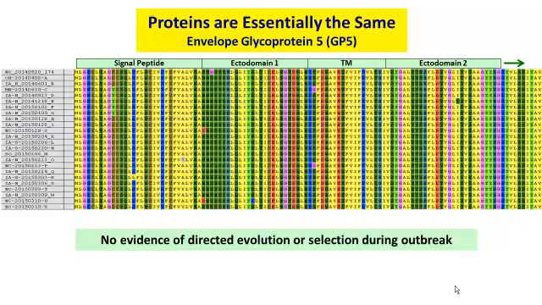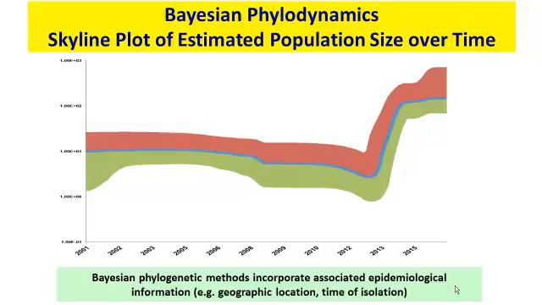Let's see, the MK. There's another typing system that looks at this region right here and shows a lot of variation, but we see very little there as well. So no evidence of directed evolution or selection during this outbreak.